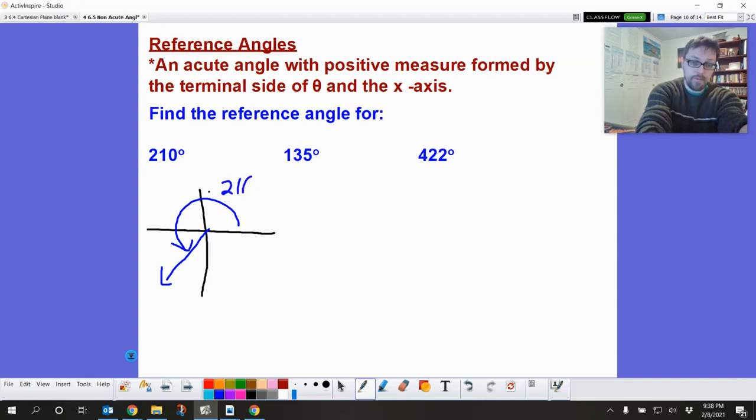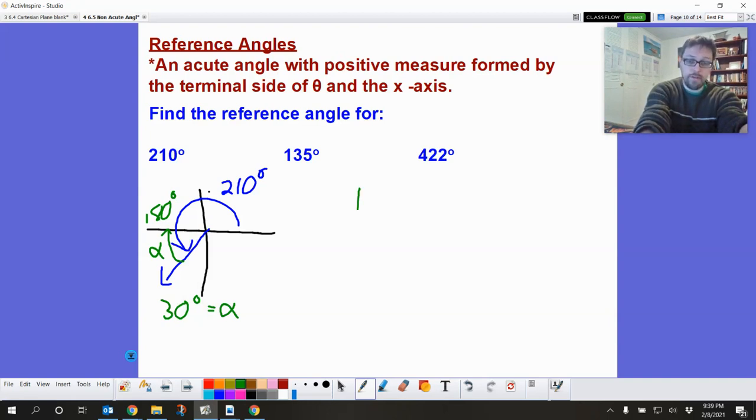So it's 210 degrees. Well, what's the fastest way for me to get to the x-axis? Well, it goes that way. That's the super fast way. So how far away am I from this 180 degrees right there? Well, 30. If I subtract 180 from 210, I get 30 degrees. So my reference angle, which is denoted by that little fish, the alpha, is my reference angle.